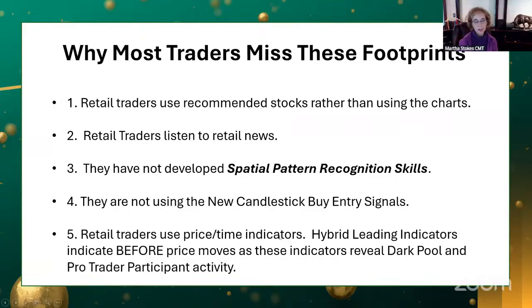Retail traders use price and time indicators. Hybrid indicators indicate before price moves. That seems impossible. How can that happen? Because it's the dark pools moving in, and it's the subtle volume over time that actually creates the momentum that follows. So with your price and time indicators, you're always going to be late. Price has to move before they signal.